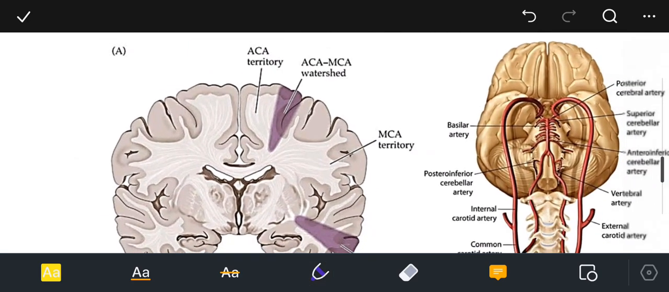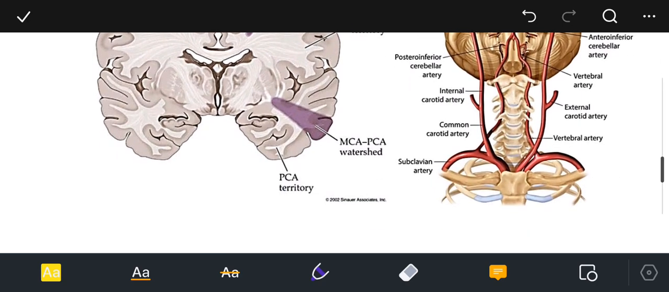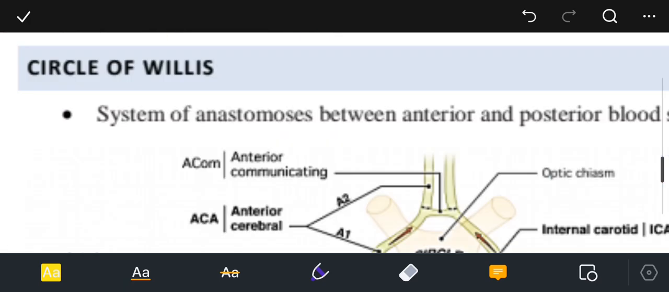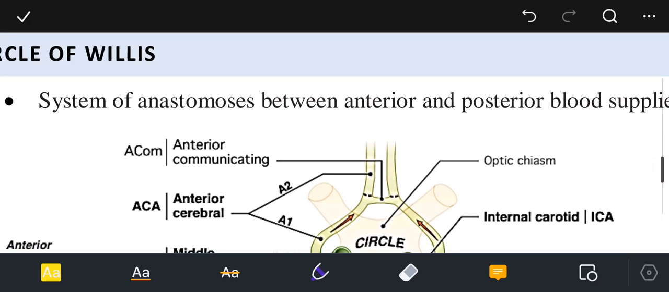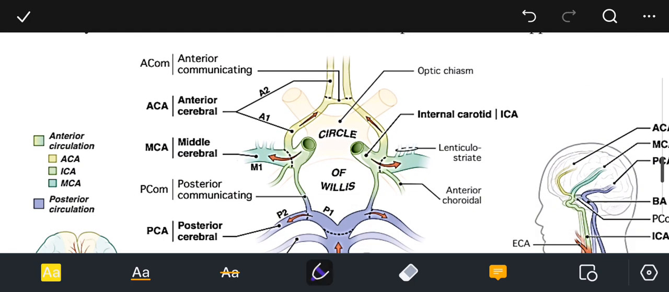Then we have this thing. So this is the anterior cerebral artery territory, and this is the watershed area of the anterior cerebral artery and middle cerebral artery. There is the middle cerebral artery to posterior cerebral artery watershed area. Now this is the blood supply. So I guess there is a picture. Yes, there is a better picture. So we'll talk about this first. What is circle of Willis? This circle that is being formed is called the circle of Willis.